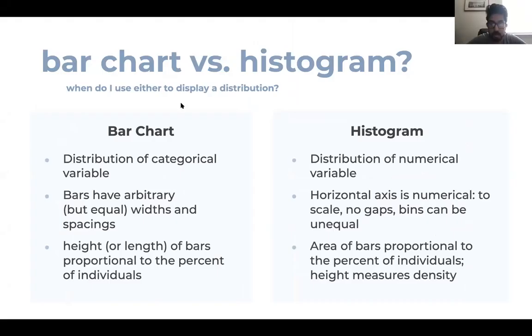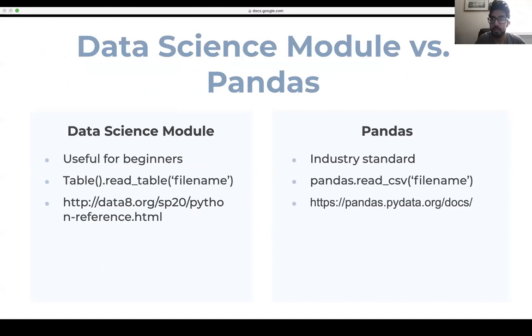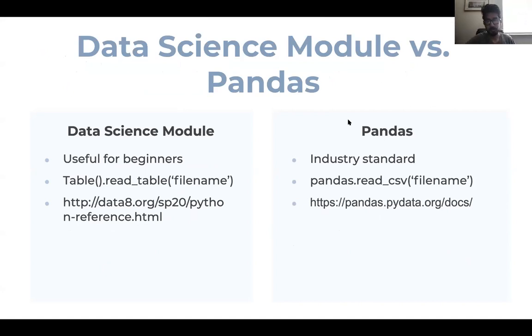So yeah, that's histograms. Those are all the visualizations that we're covering today. I do want to talk quickly, before we go on to the Q&A session, about the technologies that we were using today. We were using the data science module. All of those functions that you saw me using, like .scatter and .hist, come from the data science module.